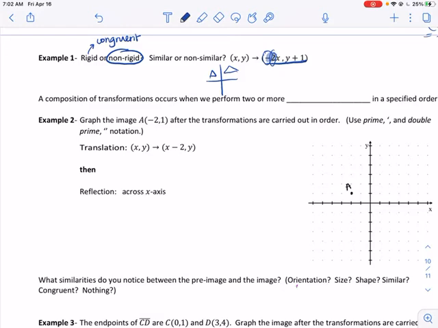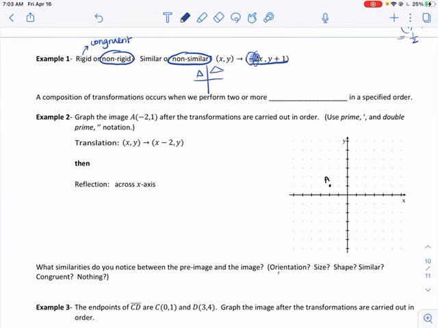Because the negative is fine, but the 2 applies to only one coordinate, this is not going to be similar. If it were applied to both coordinates, then it would be affecting both the x and the y, so it would be a similar shape. Now we're going to perform some transformations in order. A composition of transformations occurs when we perform 2 or more transformations in a specified order. And so sometimes you're going to actually perform those transformations, and sometimes you're just going to identify, well, first you did a translation, then you did a reflection, etc.